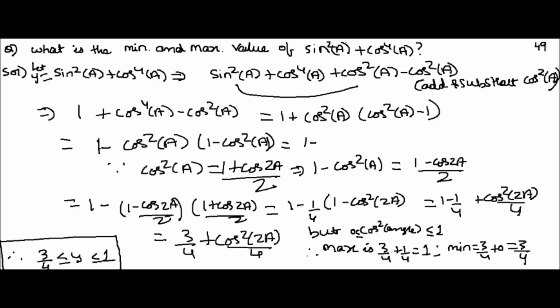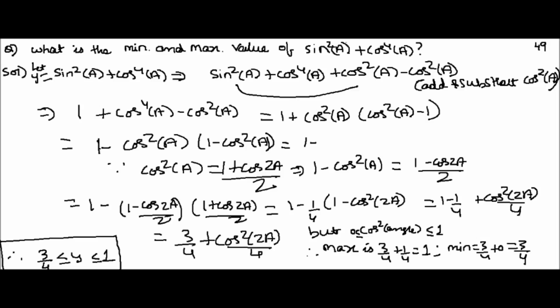Now we can add and subtract cos square a. So if you look at it, sine square a plus cos square a is 1, plus cos power 4a minus cos square a. If you take cos square a common, it is 1 plus cos square a times cos square a minus 1. If you take the negative outside, it will be 1 minus cos square a times 1 minus cos square a.